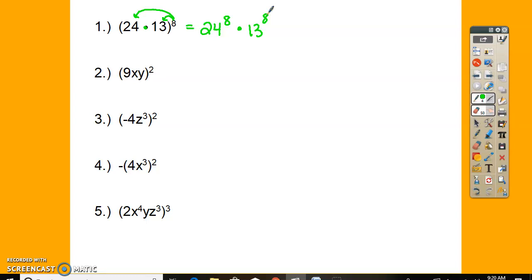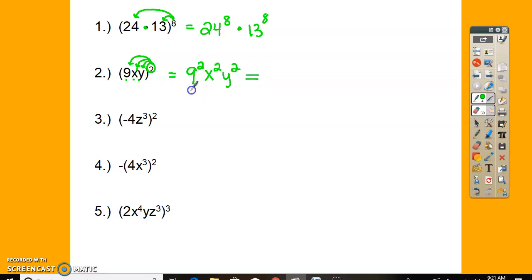I have 3 pieces to my base. So I have a 9, I have an x, and I have a y in my base. So this exponent of a 2 technically needs connected to all 3 of them. So the 9 gets a squared attached to it. The x was really an x to the 1st power, so when I multiply there, it just gives me an x to the 2nd power. The y was a y to the 1st power, so when I multiply there, it just becomes a y to the 2nd power.